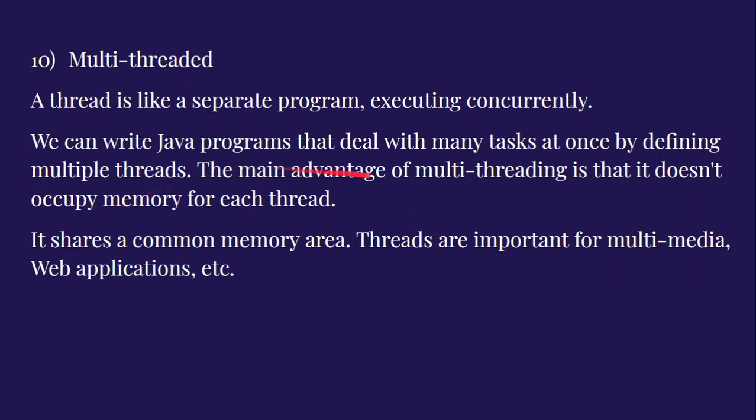The main advantage of multi-threading is that it does not occupy memory for each thread, because a thread is a lightweight process. The thread just runs and gives the result. It will not occupy the memory or the processor as a process does. This is a very important and elaborate concept in memory management. For now, just know that a thread does not have any separate memory to occupy. It shares a common area and helps to work in multimedia and web applications.